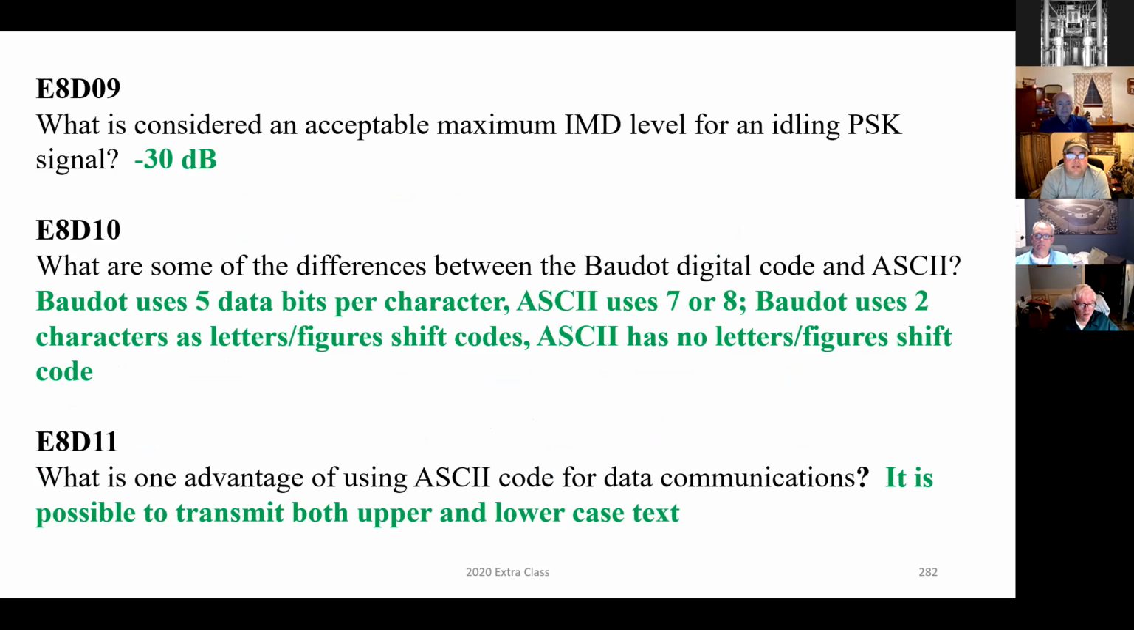What are some of the differences between the Baudot code and ASCII? Baudot uses 5 data bits per character. ASCII uses 7 or 8. Baudot uses 2 characters as letters or figures shift codes. ASCII has no letters or figures shift code. What is one advantage of using ASCII code for data communications? It's possible to transmit both upper and lowercase text.